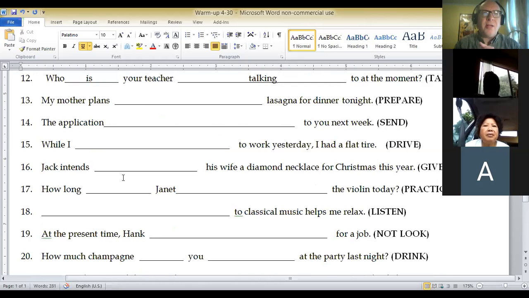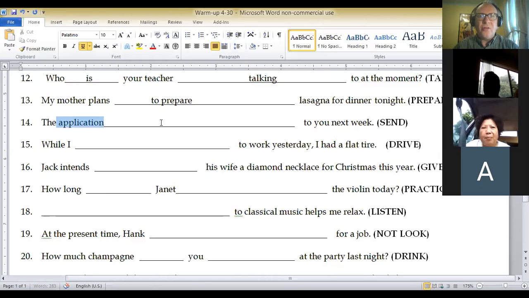All right. The next word is the word plan. Plan sounds like maybe infinitive, huh? So what are we going to say? My mother plans to prepare lasagna for dinner tonight. Plans to prepare. Another passive here. Application. So how do we make passive in future? Will be sent. Will be sent to you next week. The application will be sent to you next week. We will send the application. The application will be sent.